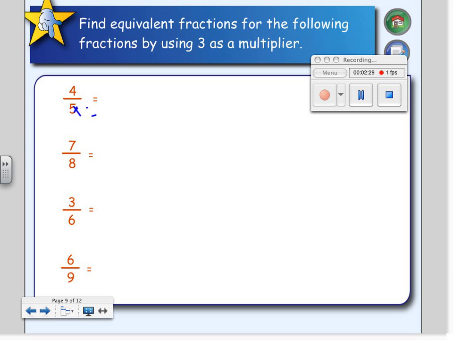Okay, so the bottom equals 15. And you could just write the answer. Sometimes it works better that way. Okay, so let's see if I can write this a little better. 4 times 3.